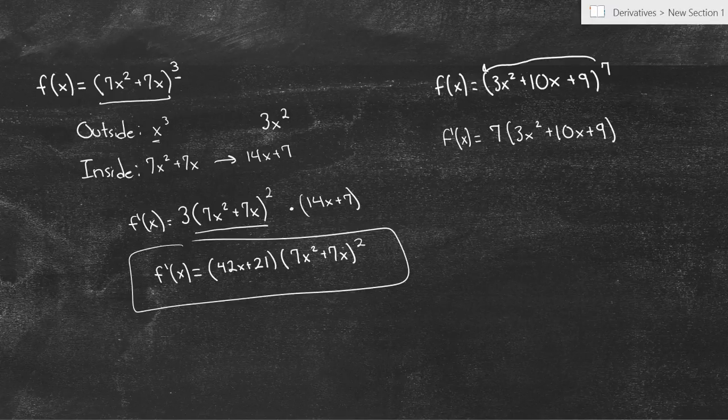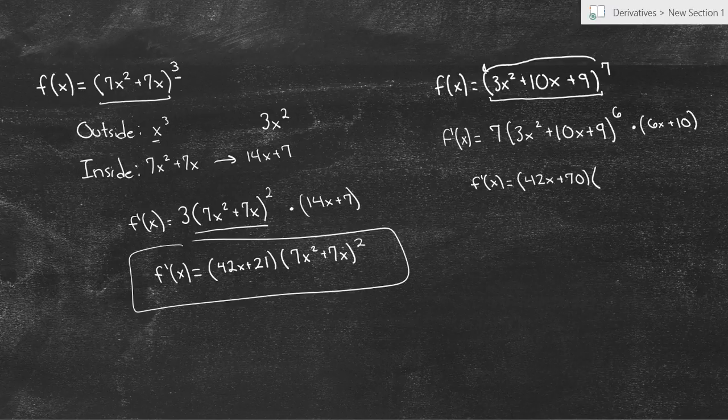Then it's all raised to the n minus 1, the 7 minus 1, so that's going to be raised to the 6th. And we're going to multiply that by the derivative of the inside, and this is our inside. Using the power rule, we can quickly get the derivative to be 6x plus 10. We could do a little simplification and get f prime of x equals, well, it's going to be 7 times 6x plus 10, which is 42x plus 70, multiplied by 3x squared plus 10x plus 9, all raised to the 6th power, and that would be our derivative.